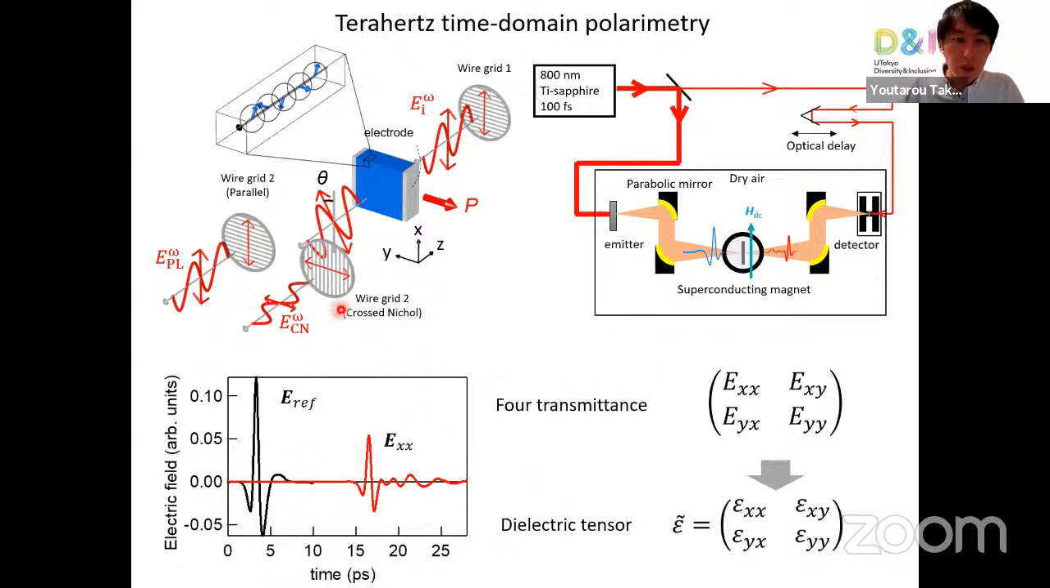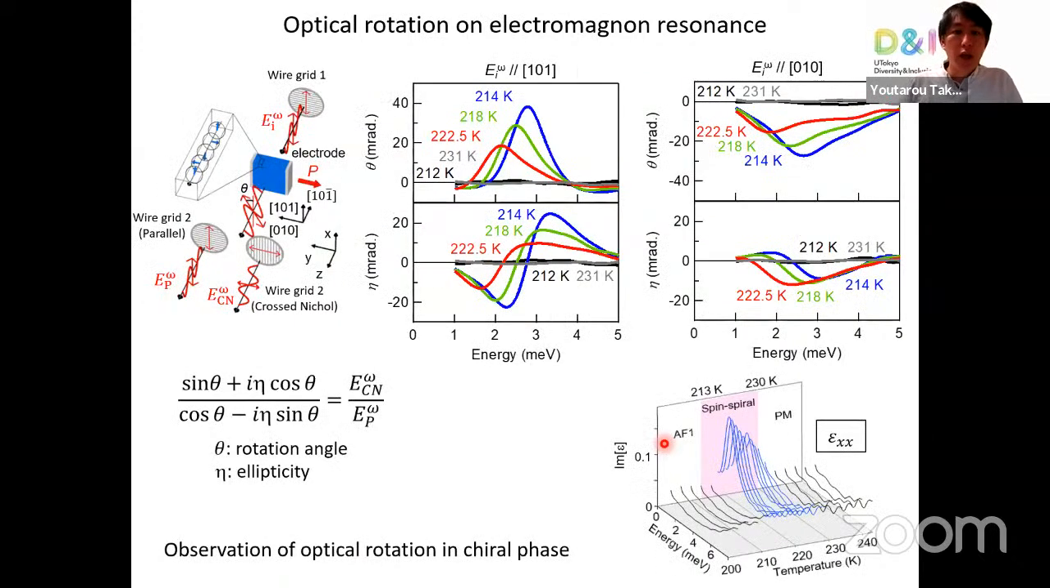And by using this polarimetry, we can deduce the 2x2 dielectric tensor without using the Kramers-Kronig transformation. This is very important for our study. This is the optical data. This is theta. Theta is the rotation angle after the sample, and eta is the ellipticity. These quantities can be calculated directly from the terahertz waveform.